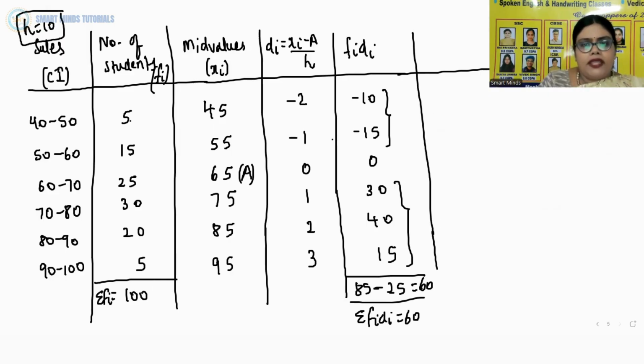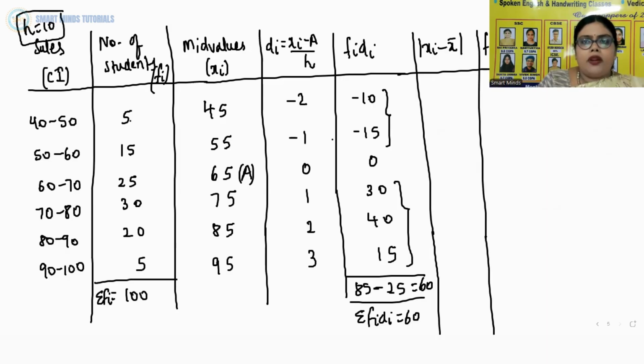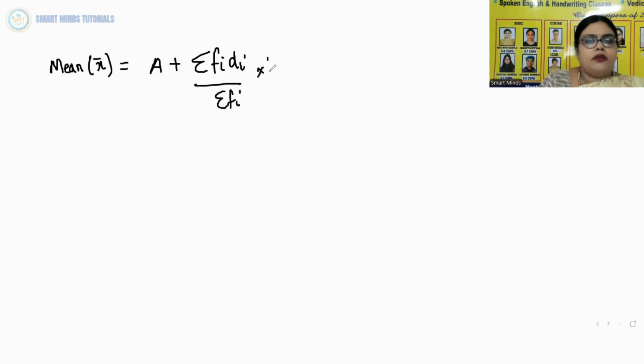After getting Fidi, we will do mod xi minus x bar, and the last column is Fi mod xi minus x bar. So before doing these two columns, we need to find x bar. x bar is the mean. We need to find out what the mean is. In step deviation method, its value is A plus sigma Fidi by sigma Fi into h.